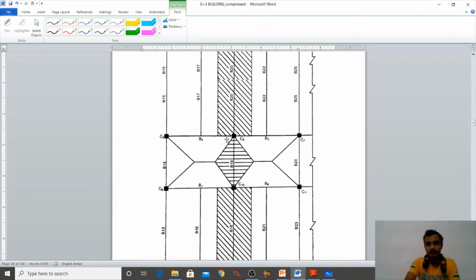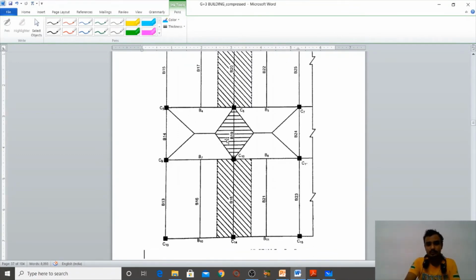Here is a graph, here is a drawing. This is the load mechanism, you can see here.